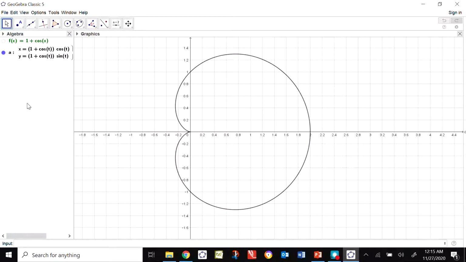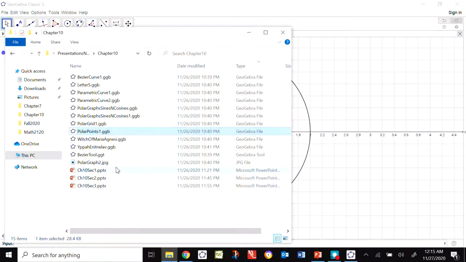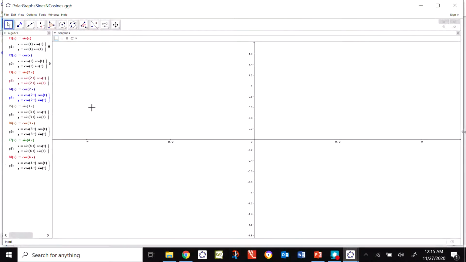All right, folks. Was there anything else that I need? Yeah. Polar graphs of sines and cosines. Yep. Let me show you some stuff that I did.